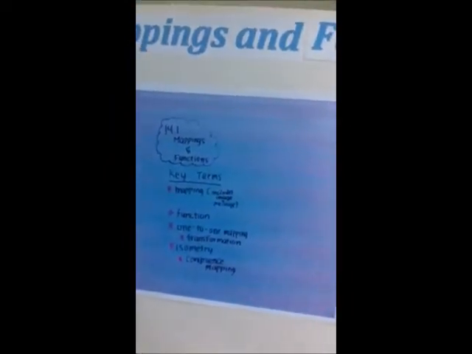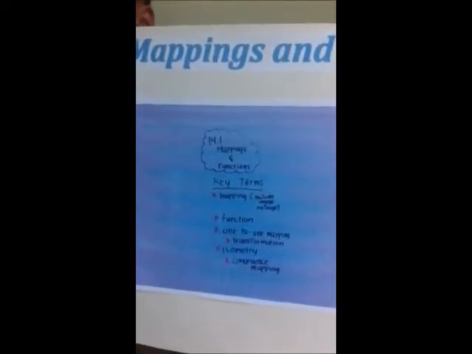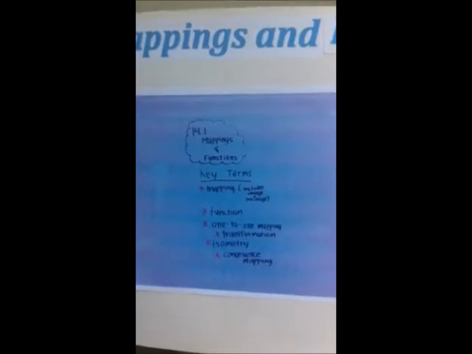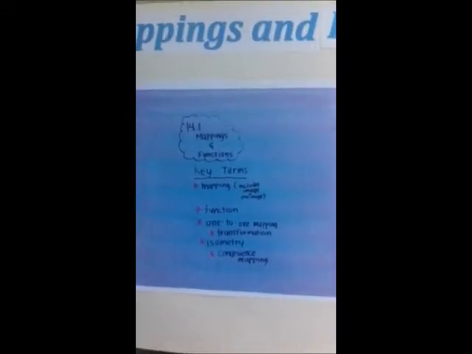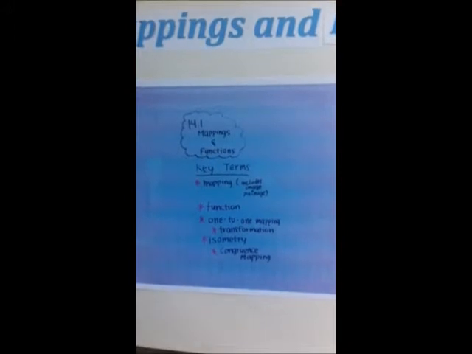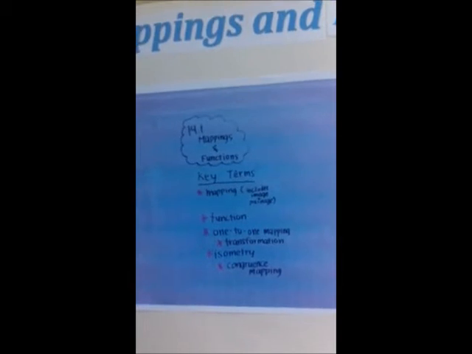First one, mapping, a correspondence between points. Function, a correspondence of numbers in which each number in the first set corresponds to exactly one number in the second set. One-to-one mapping, a mapping from set A to set B in which every member of B has exactly one preimage in A. Transformation, a one-to-one mapping from the whole plane to the whole plane. Isometry, a transformation that maps every segment to a congruent segment.